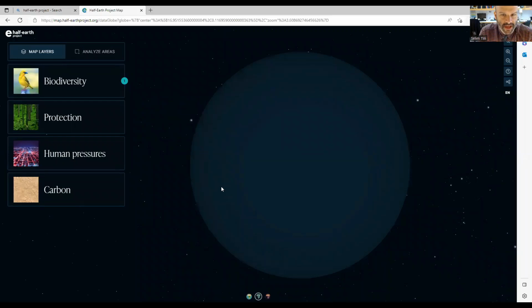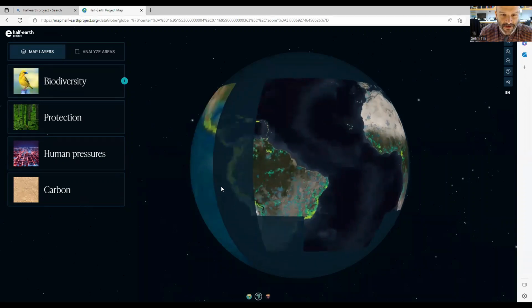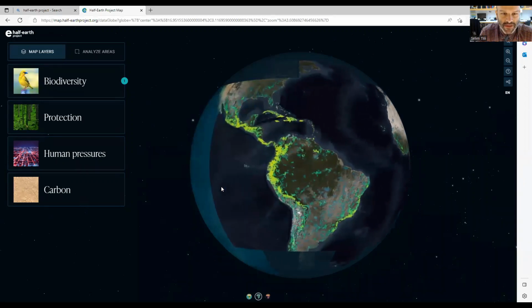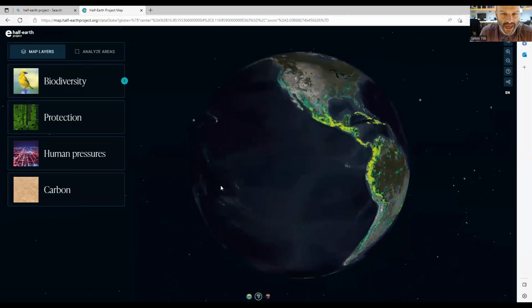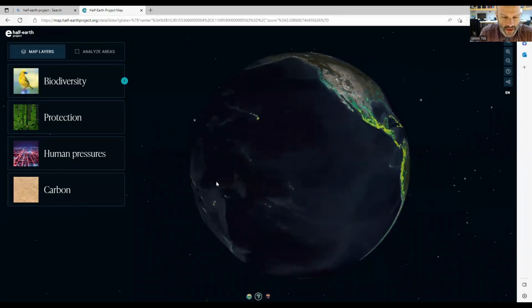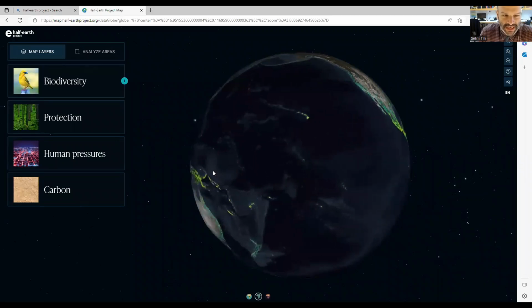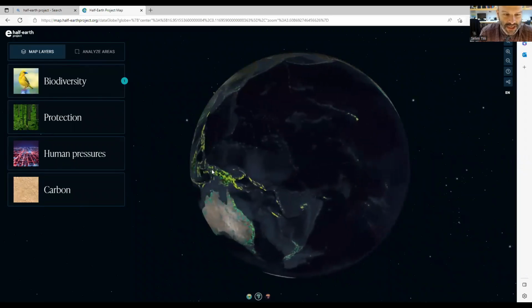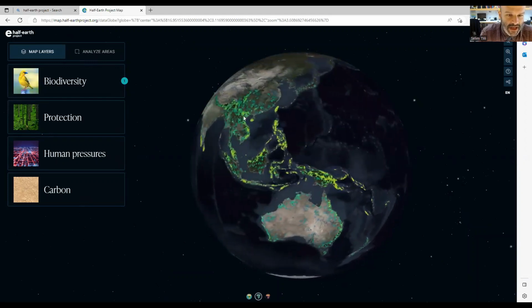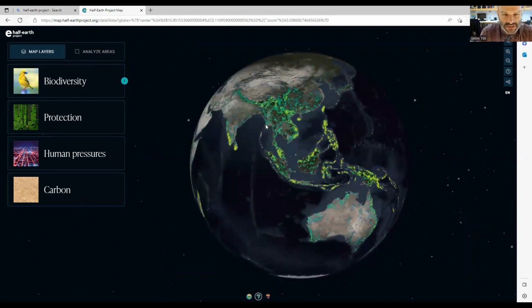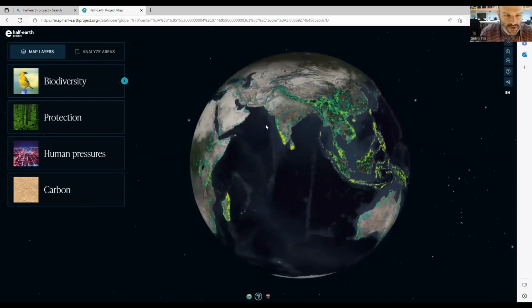So the map compiles data from lots of different databases. Among the places that they use are data from the United Nations and from other organizations that specialize in looking at the total biodiversity of the globe. And we can see here areas that are hotspots of biodiversity.